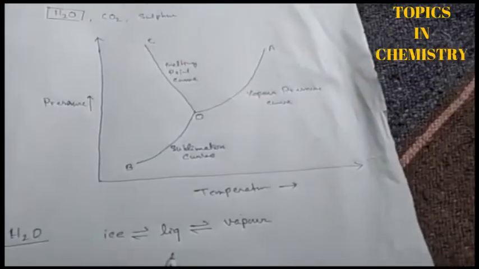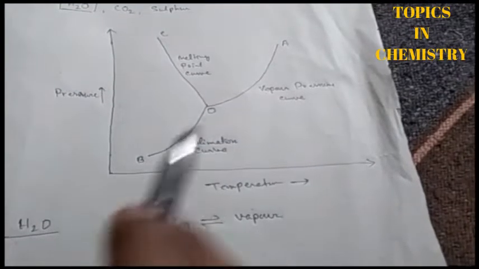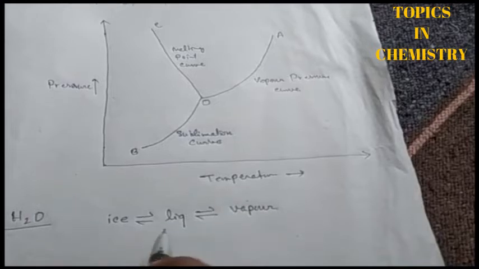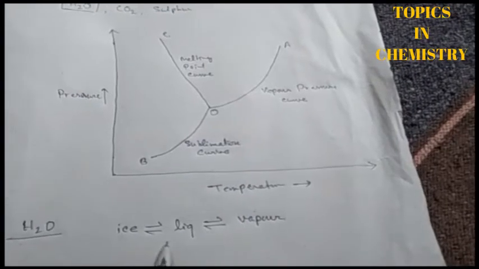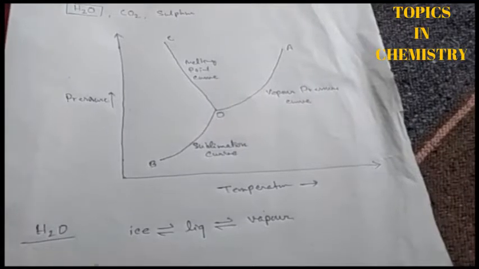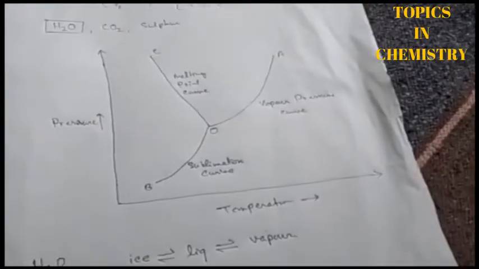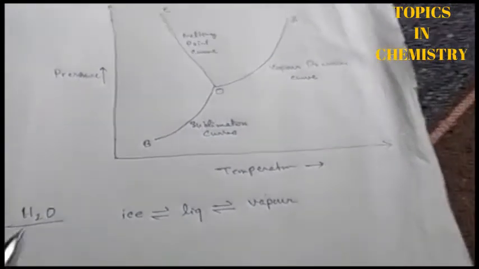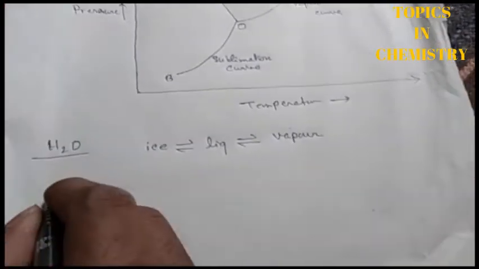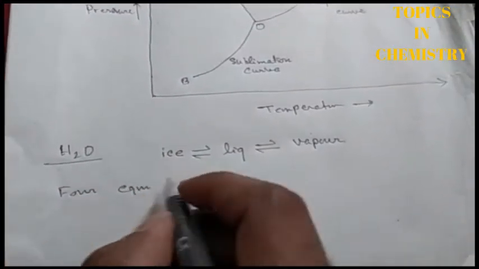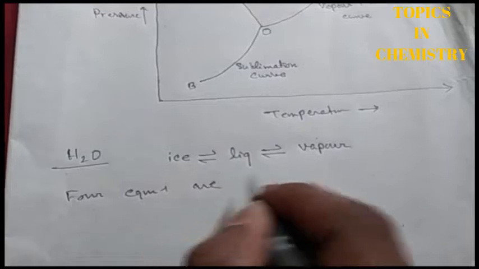Now here you can see these three important curves, and these three curves represent three important equilibria. Now you can see there are mainly four types of equilibria possible. What are those four equilibria? You can write here, four equilibria are possible.